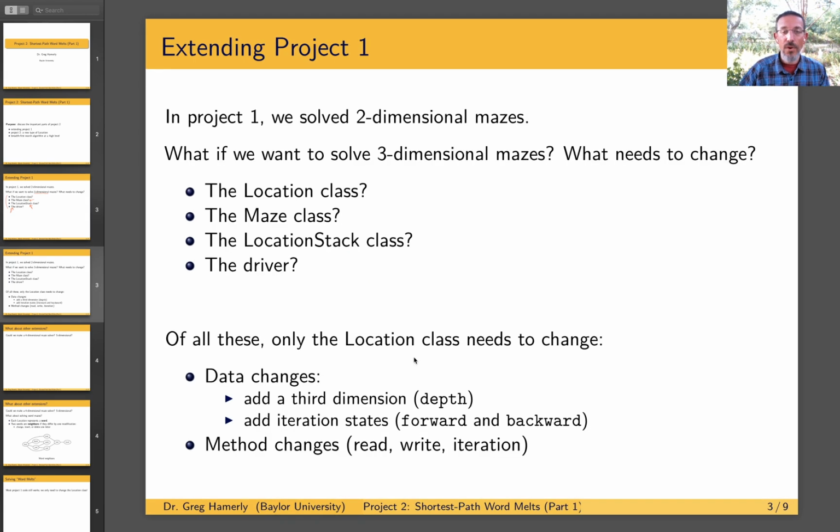So of all of these classes, only the location class needs to change. And as I mentioned, we'd add a third dimension and add these new iteration states forward and backward, and we'd have to make changes to the methods that deal with the data internally. In other words, we'd have to change the internals of those methods, but not how they look externally, right? So this is an important idea that we're getting at here, because we have encapsulated everything about locations inside the location class, and it's all restricted there. The interface of the location to the rest of the world doesn't have to change, but we could change the internals and change what it represents. So move from two-dimensional to three-dimensional just by changing the location class.